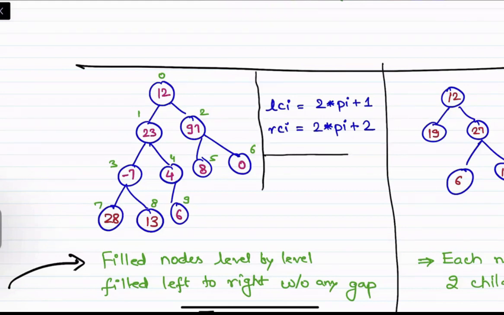On the reverse side, if I know the left child or right child, I want one formula for the parent index. If you know the child index, it doesn't matter whether it is a left child or right child. How can you find the parent index using the child index? Irrespective of left child and right child, I want a single formula.